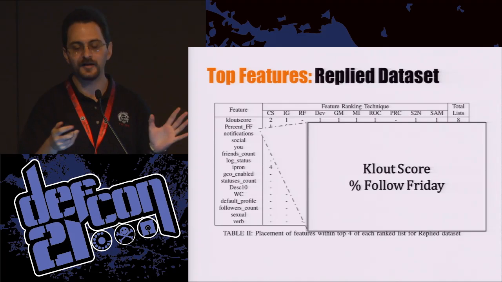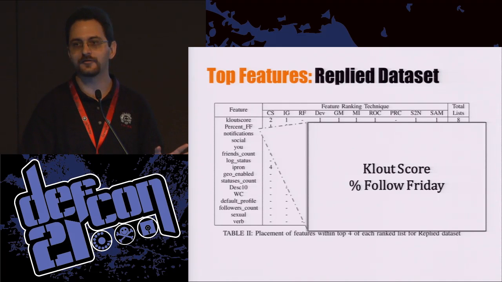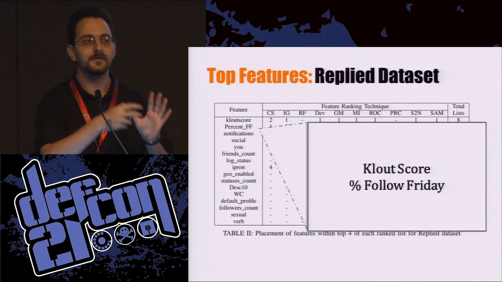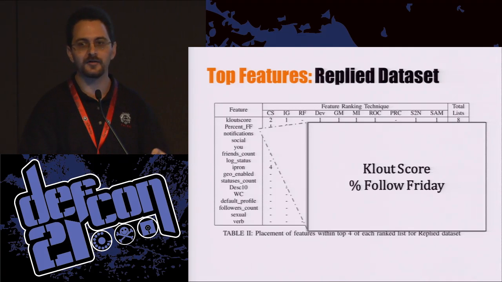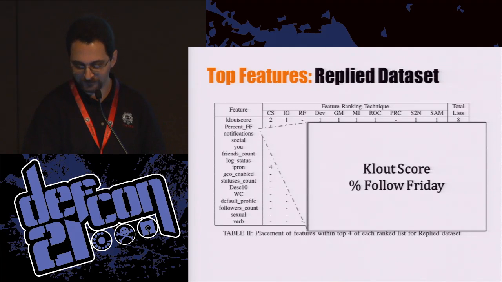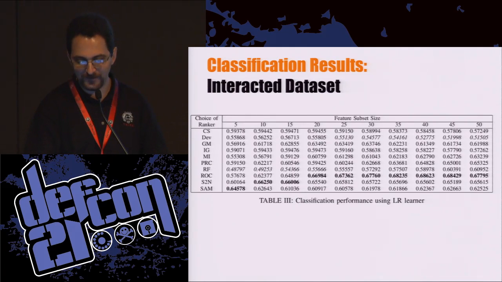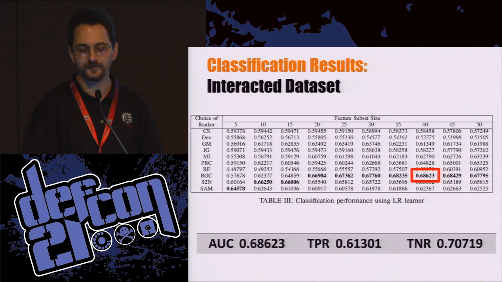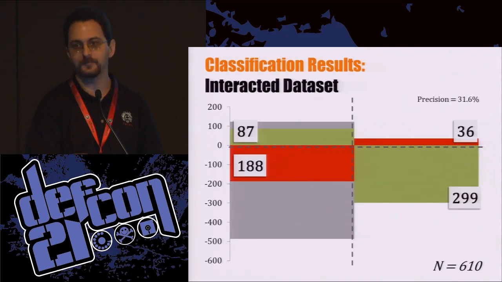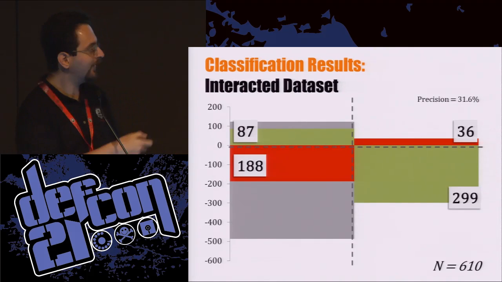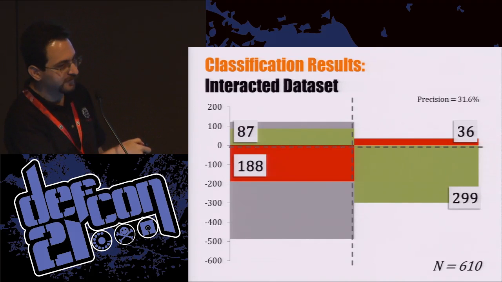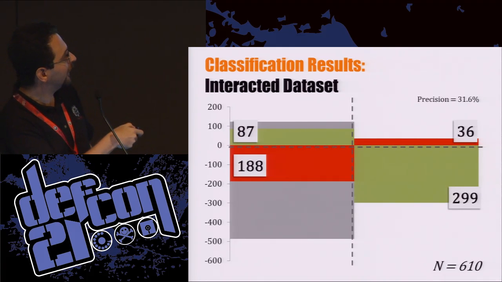And once we figured out these features, we wanted to build models that could actually classify individuals into whether they're going to interact or not, or they're going to reply or not. So we built a number of different models here using different features, etc. And we found the best model gave us a true positive rate of 61%, true negative of 71%, or to put it in easier terms, we see here we have true positives, true negatives, false positives, and false negatives.